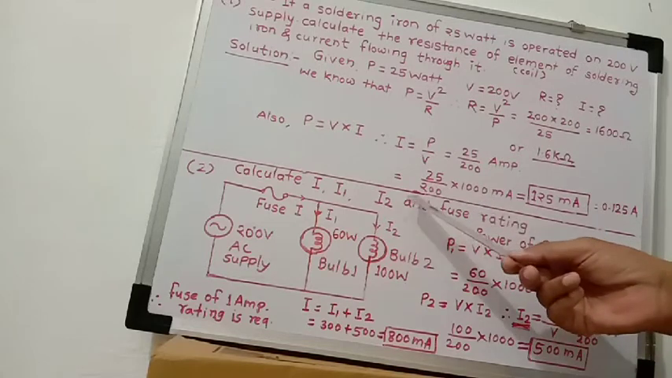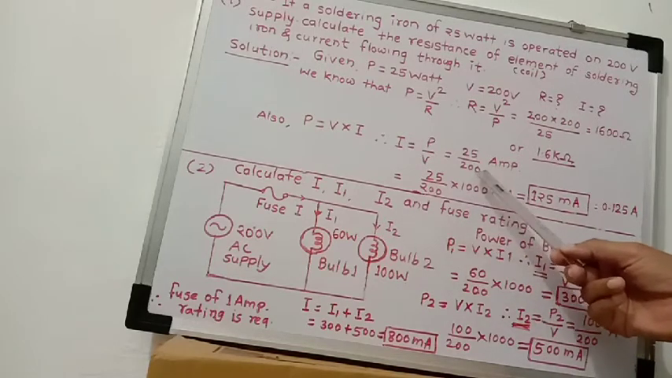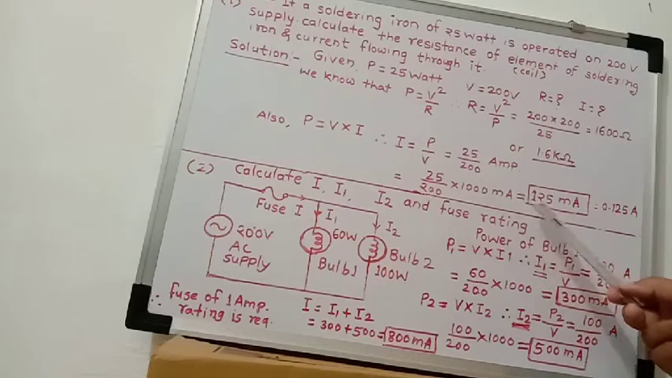That is 125 milliampere. So the current through the soldering iron is 125 milliampere, that is 0.125 ampere. Okay, so this is the first problem.